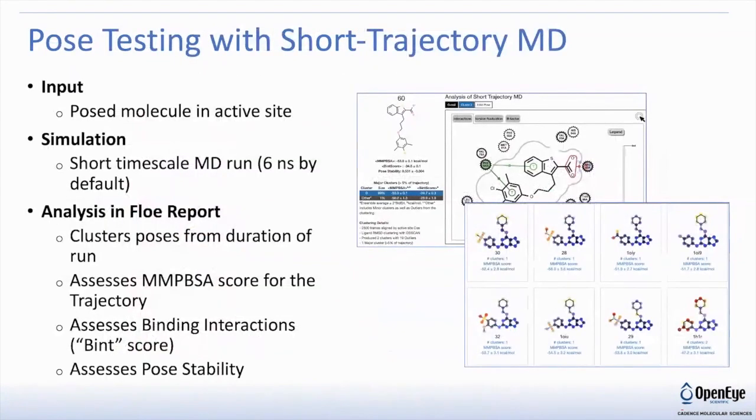We utilize parallel molecular dynamics in other ways on Orion as well. Beyond allowing users to launch vanilla MD runs in the cloud, we offer an out-of-the-box solution for pose testing known as short trajectory molecular dynamics, or STMD. This method takes a posed molecule in an active site as input and runs a quick 6 nanosecond simulation on each provided ligand by default. The flow then takes a trajectory, clusters poses from the duration of the run, and scores each pose with the MMPBSA scoring function, as well as providing a knowledge-based score for each compound on the basis of observed binding interactions, which we call the BINT score.